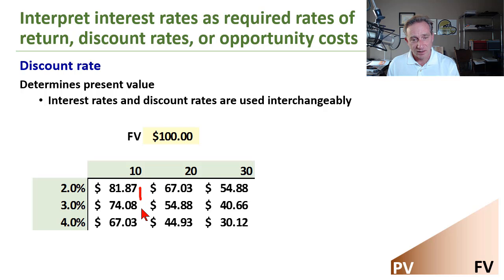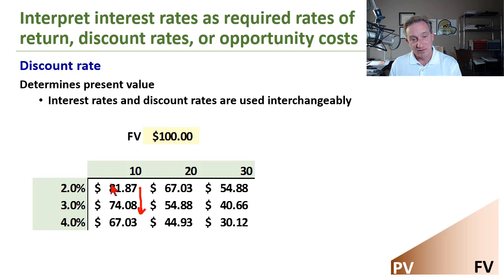So if we work down the column here, we're staying on the 10 years. In all three cases, we're receiving the $100 in 10 years. But as we move down the column, we're increasing the interest rate, which in this context is increasing the discount rate. As we increase the discount rate, the present value drops.